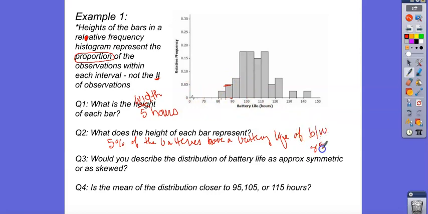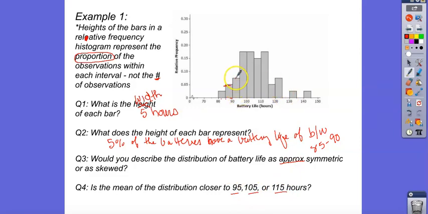Between 85 and 90. Okay, would you describe the distribution of battery life as approximately symmetrical or as skewed? In this particular case, I'm going to think about the mean. Let's answer this one down here. What do you think the mean of the distribution is? Is it closer to 95, 105, or 115?